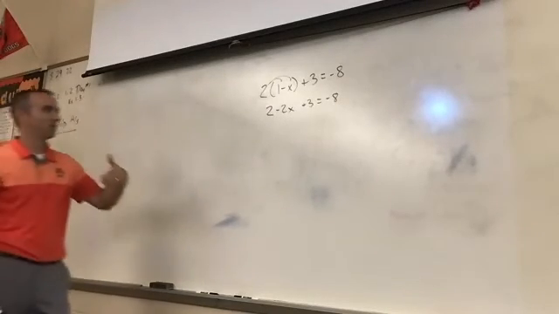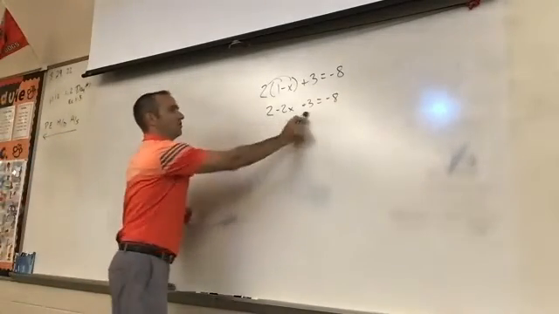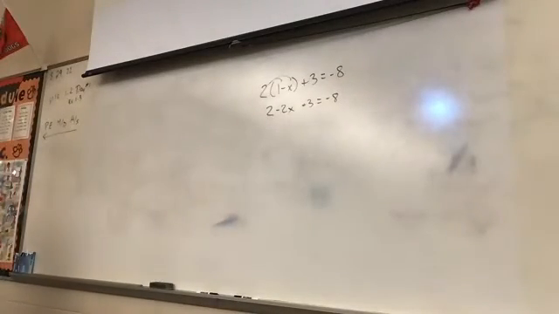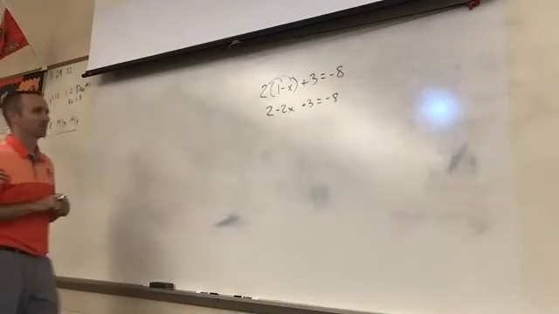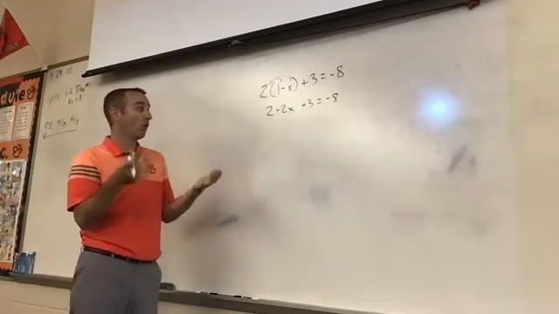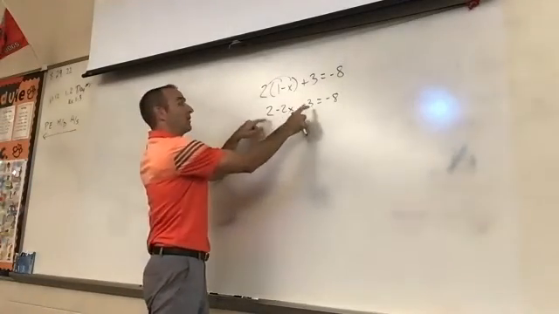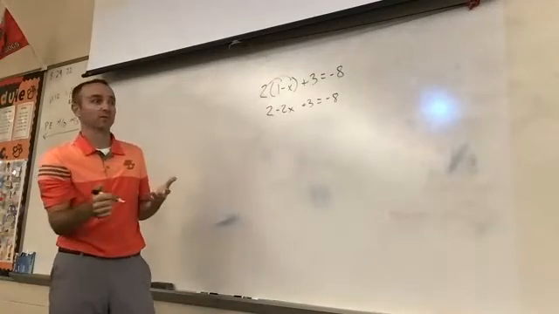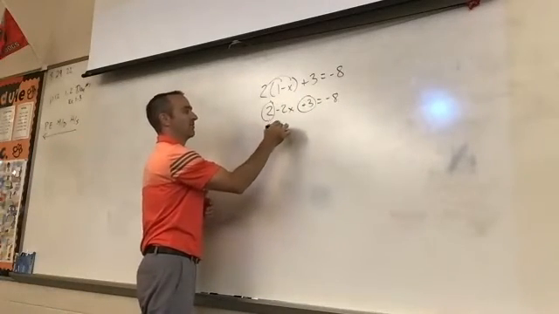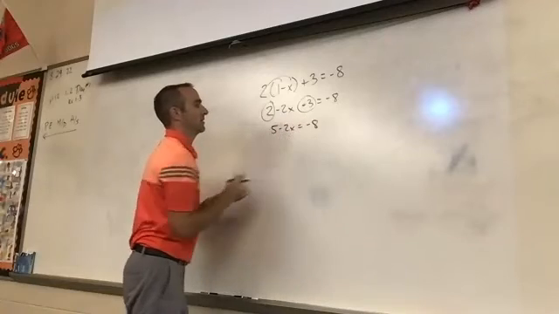Okay, so we distribute. What should we do now before we start solving? Combine like terms, right? We said like terms are the ones with the same variable, or the ones that don't have a variable are considered like terms. So we can combine the 2 and the 3 to get 5 minus 2x equals negative 8.